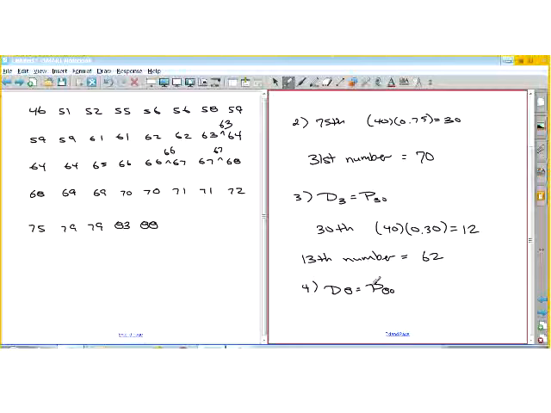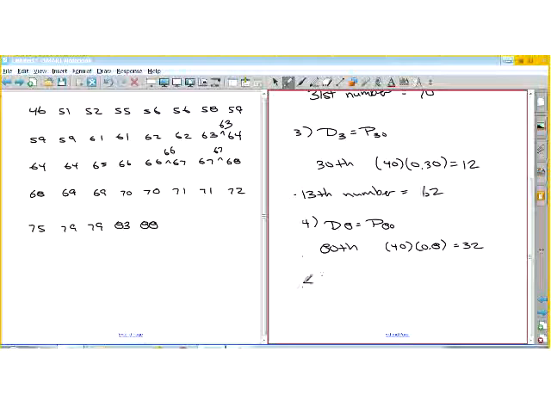And the 8th decile is the 80th percentile. So we take 40 times the percentage, 0.8, which is the same as the 80th percentile. Do that and you'll get 32. So it's the 33rd number.